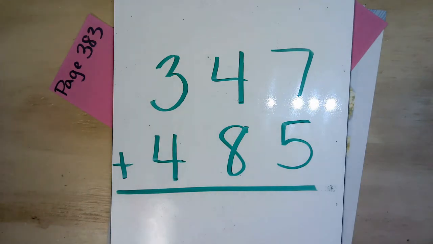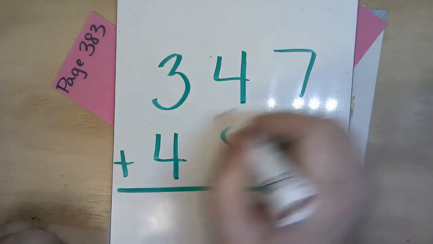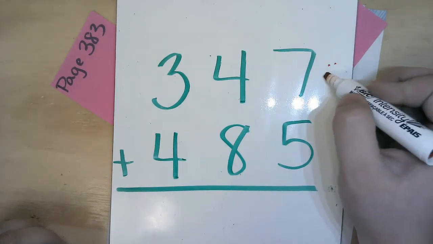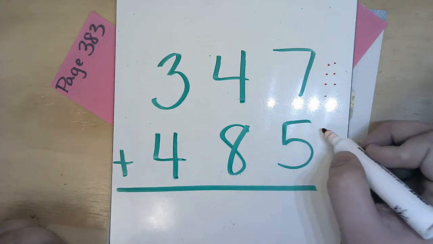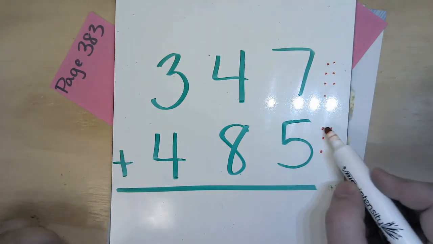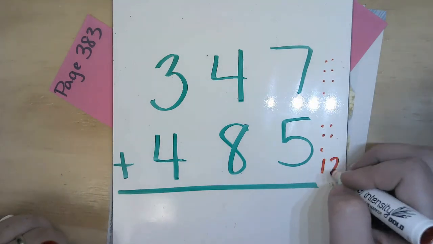Now, if you remember, when we do our different problems, we are going to start off in the ones place. My ones place is my smallest place value here, so I'm going to start all the way to the right. 7 plus 5. Starting at 7, 8, 9, 10, 11, 12 is the answer that I have here.